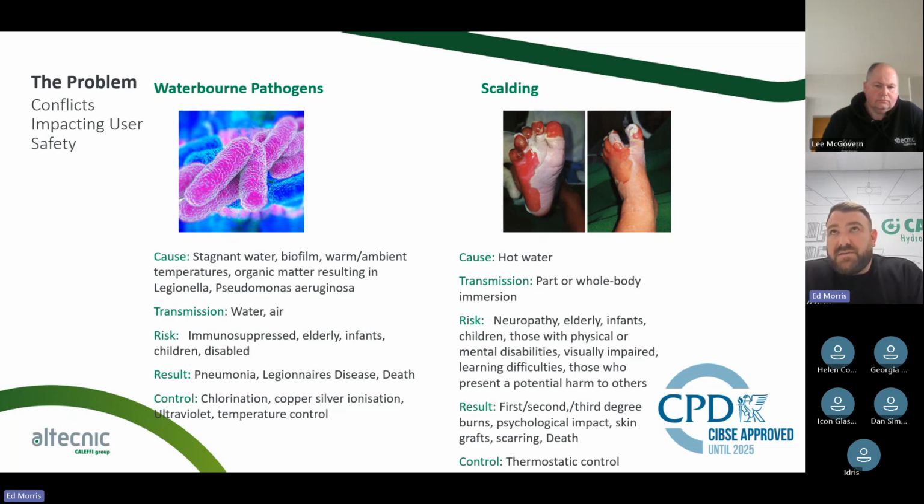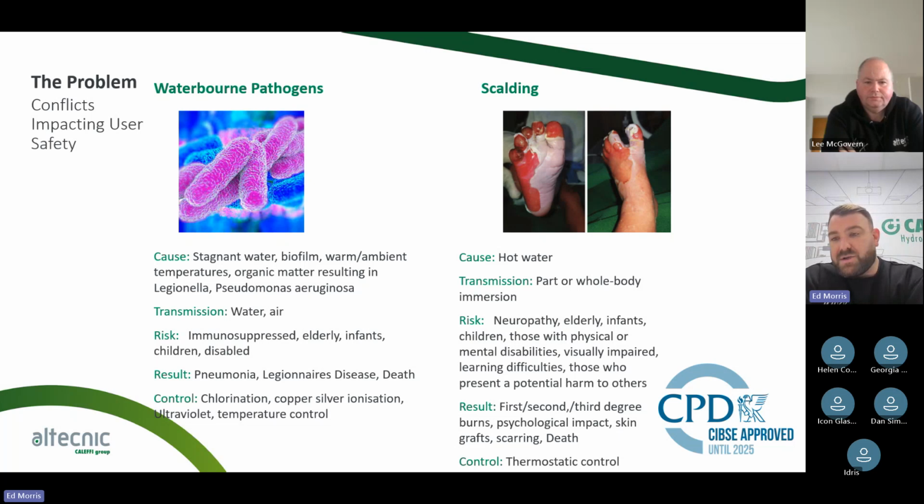We want to keep the water above 65, 70 degrees to kill those pathogens. That obviously then leads to a water risk, and where we have issues there. Transmission generally is part of the body or whole body immersion. A lot of the standards that are built around thermostatic mixing valves come around the body in full immersion.